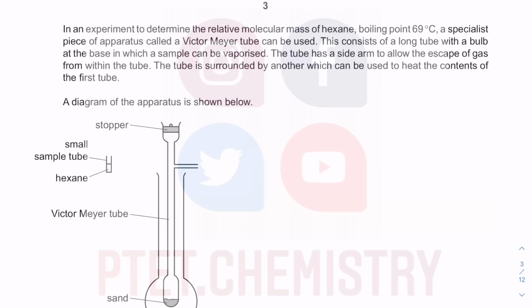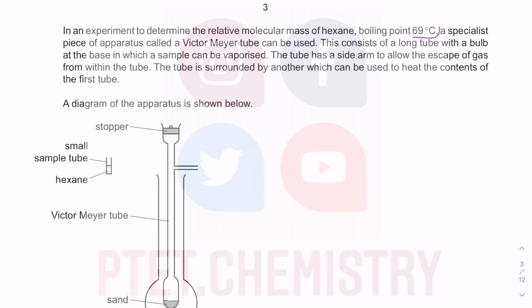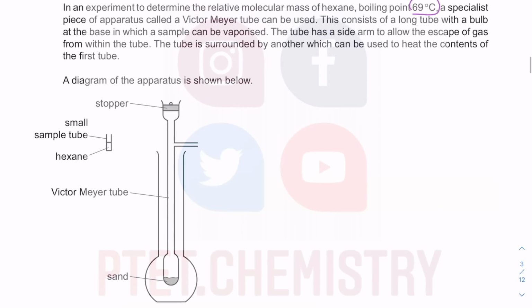So this is the experimental design bit. When you determine the MR of hexane, the boiling point is 69 degrees Celsius, which is lower than the boiling point of water. It's quite low, but it is a liquid at room temperature and pressure, because room temperature and pressure is 25 degrees Celsius, 298 Kelvin. So you have a Victor Meyer tube that you can use. You have a long tube, and a bulb at the base, in which you can vaporize the sample. So this is the bulb at the base. You have the liquid, and then it will get vaporized.